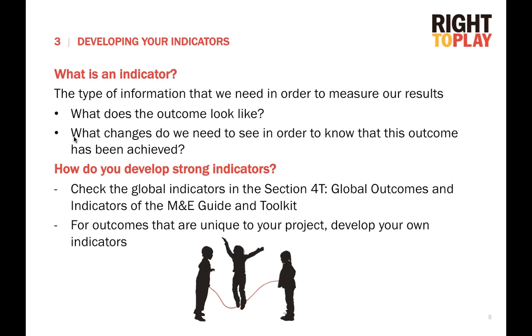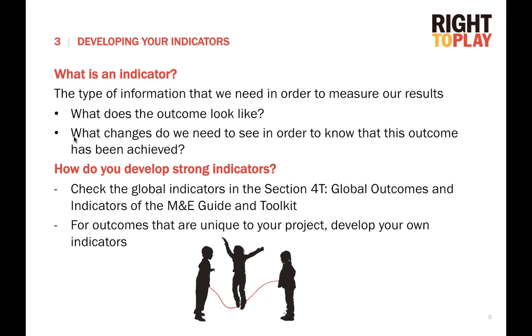So what exactly is an indicator? The indicator is the type of information that we need in order to measure our results. We want to know, what does the outcome look like? What does this mean in terms of the day-to-day, real-life situation of the children and the communities that we work with? What changes do we need to see in order to know that we're achieving our outcome?